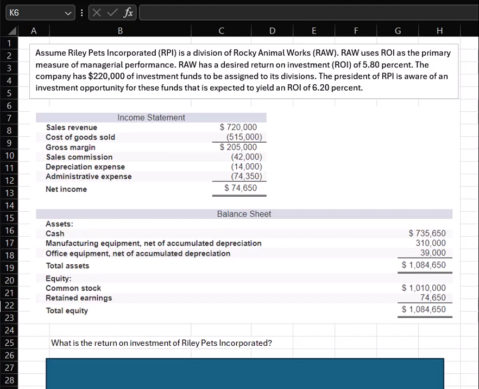So the 720,000 that you see for sales revenue right here would actually be 720 million. Then I think this problem becomes more reasonable. So now we're talking about a $220 million investment. But we'll just assume they're whole dollars rather than thousands as we work through this.